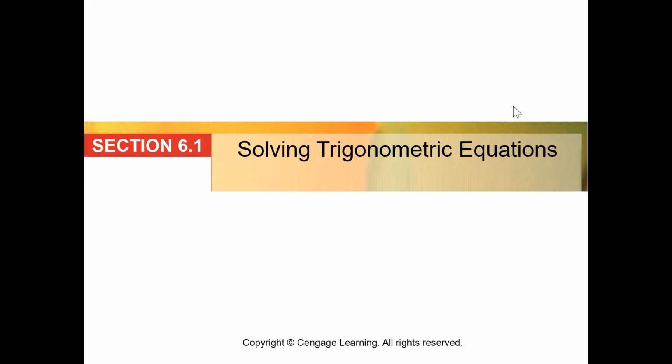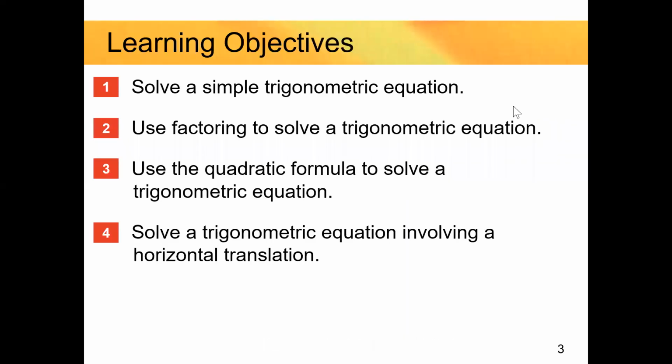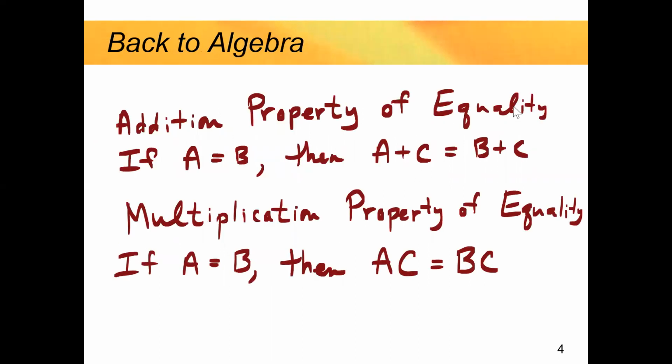Okay, let's jam here. We got a few things. Don't need to write these down, but in your mind's eye, we're going to solve simple trigonometric equations. We're going to get onto factoring trigonometric equations. Some we're going to have to use the quadratic formula, and then eventually look at something that involves horizontal translation. So: simple ones, factoring, quadratic formula, and then translating things around. But let's go back to algebra. Just in case you forgot, we have 2 different properties from algebra. Probably used them, probably forgot the names.